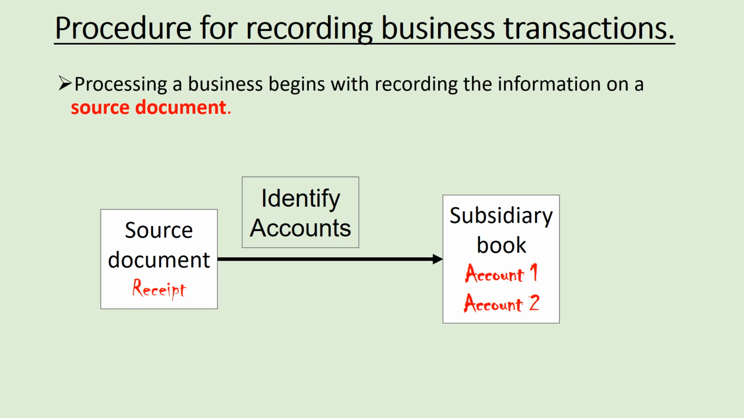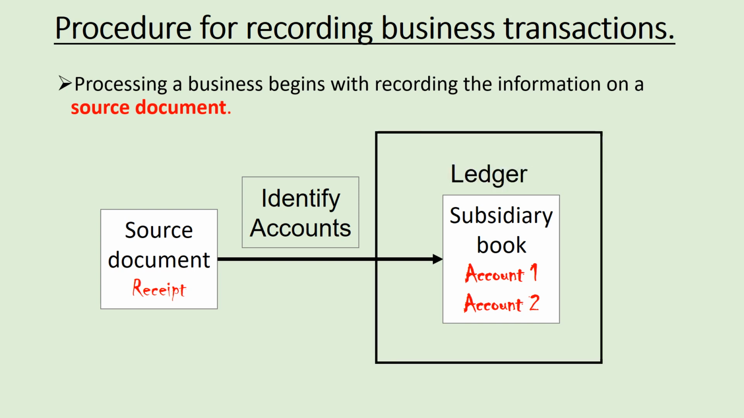These subsidiary books are part of a ledger. Remember, a ledger is just a collection of accounts. There are different types of ledgers. Depending on the type of transaction, the information is recorded in a subsidiary book, which is found in a given ledger. We're going to end this part of this topic by discussing some types of accounts, their subsidiary books, their source documents, and the type of ledger they belong to.